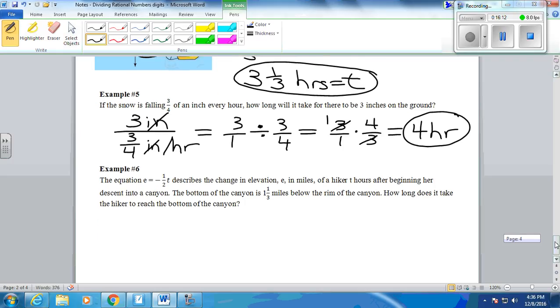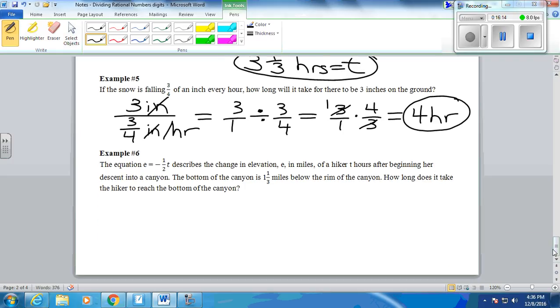Number 6 is very similar to number 4. Again, they're giving us an equation, E equals -1/2 t, that describes the change in elevation, E, in miles of a hiker, t hours, after beginning her descent into a canyon. The bottom of the canyon is 1 1/3 miles below the rim of the canyon, so how long does it take the hiker to reach the bottom of the canyon? So I'm going to again start by putting E equals -1/2 t.